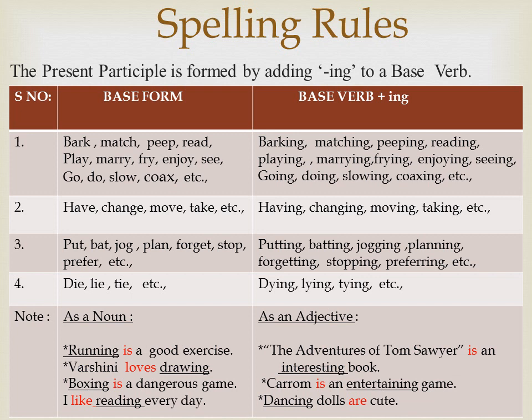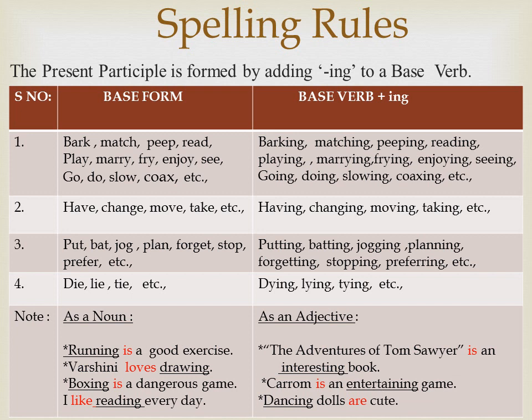Prefer is a two-syllable word. Look at the three letters at the end. We have consonant, vowel and consonant. Double the final consonant. Prefer, preferring. If a verb ends in ie, change ie to y and add ing. Die, dying, tie, tying. This note says ing forms are also used as a noun and as adjective.